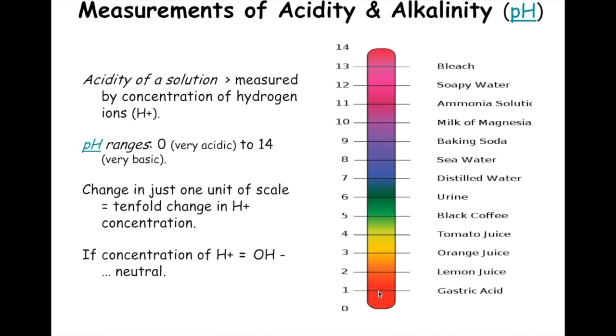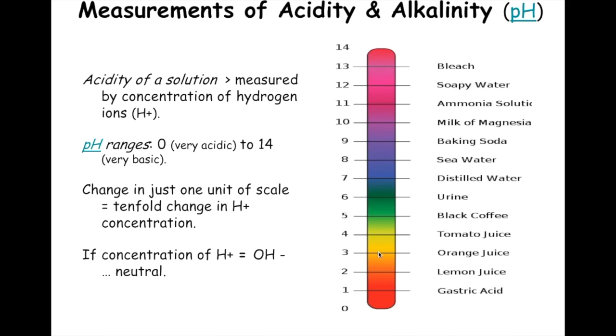Very concentrated hydrochloric acid, one of the strongest acids, can be a 0, whereas weaker acids, tomato juice, coffee, are fairly weak acids. They have a much lower concentration of hydrogen ions. At the same time, if I go above a 7, I have really small concentrations of hydrogen ions. I have much higher concentrations of hydroxide ions.